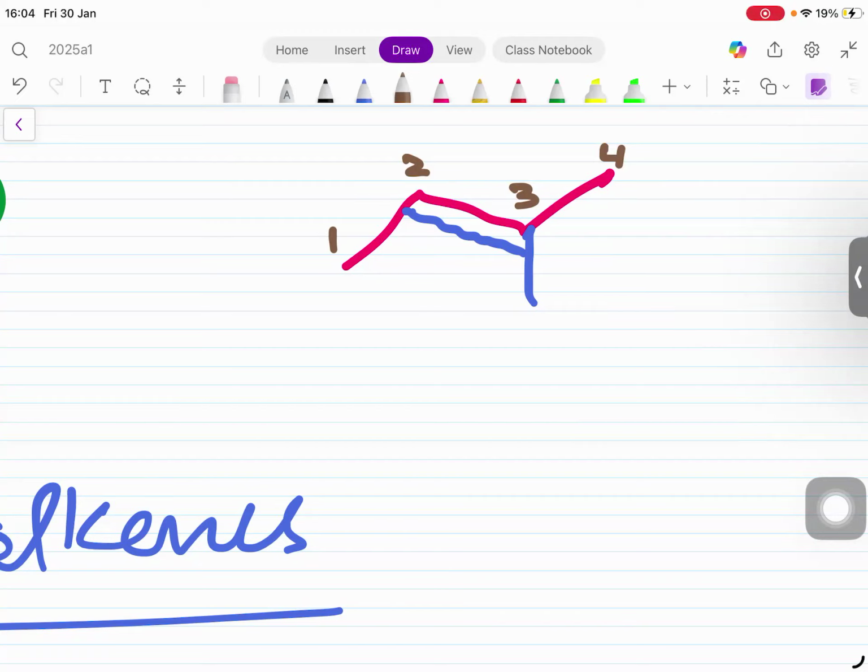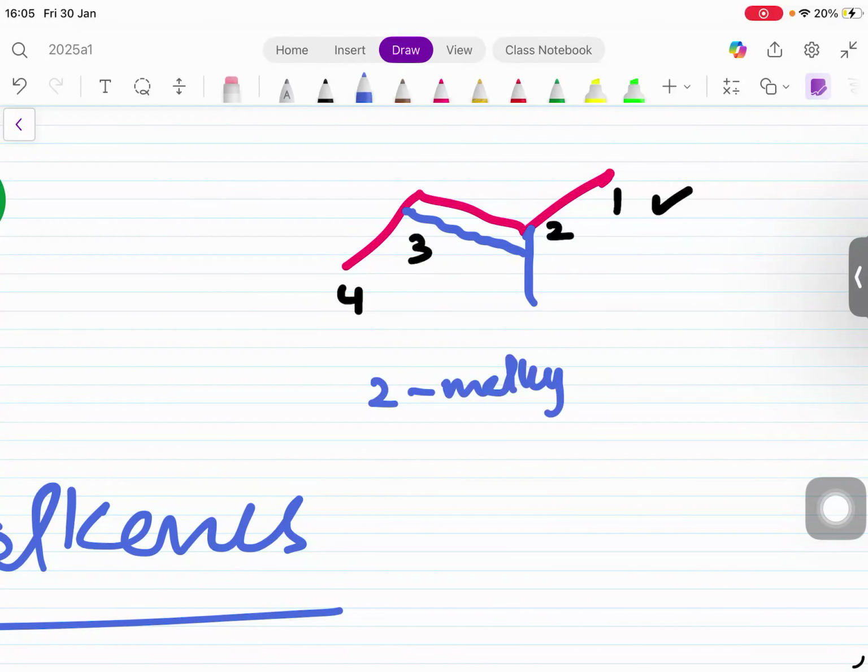It means I can't number it from this side. Then I have to number it 1, 2, 3, and 4. That's a wrong numbering. That's the right numbering, because the double bond is equally distanced, but then you have to look at the branch, right? So I'm going to erase this. So this is what? 2-methyl. Yes, this is 2-methylbut-2-ene.